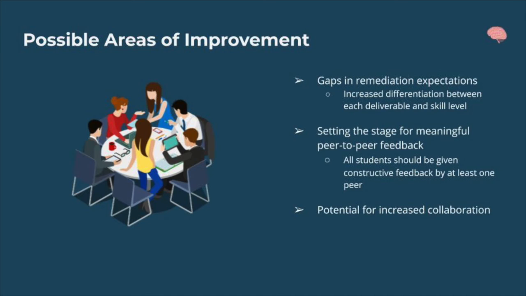Another possible area of improvement would be to set the stage for meaningful peer-to-peer feedback by requiring students to comment on a forum post that had not been previously commented on. Peer feedback is essential when it comes to establishing new skills throughout the course, and this would help ensure that each learner is able to receive constructive feedback from at least one peer for each deliverable.